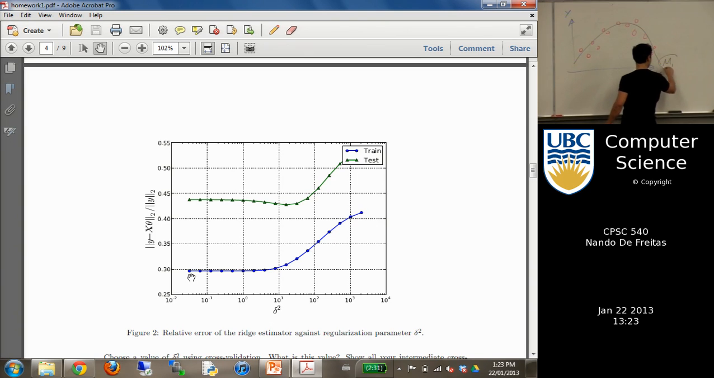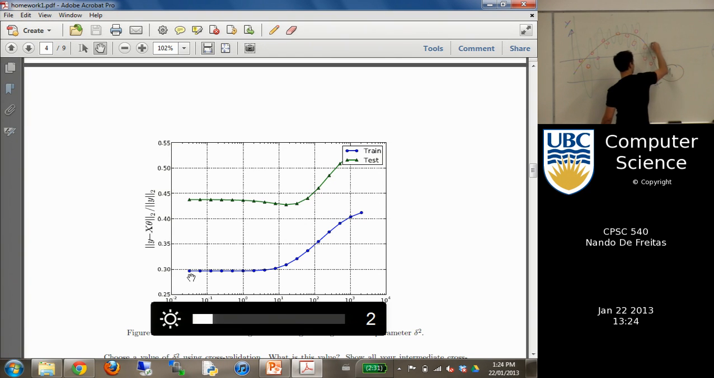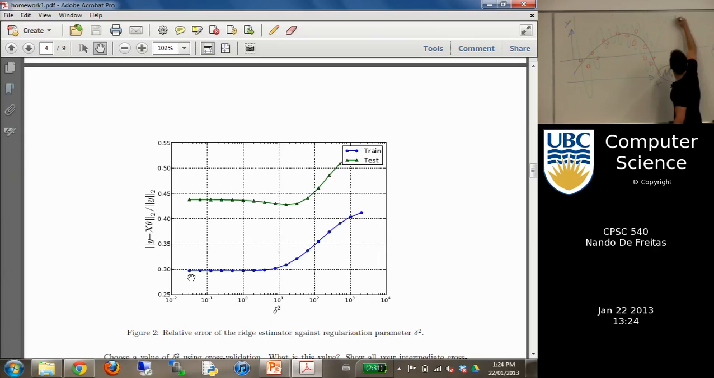Model one, a linear regression. Model two is a quadratic. Model 3, a very high order polynomial. All right, so we have different polynomials that we're fitting to the data. And this is the training data.